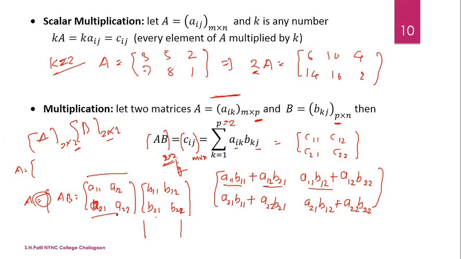Now second row is multiplied to the first column, that is A2 1 into B1 1 plus A2 2 into B2 1. That is the second row multiplied to the first column. Now second row multiplied to the second column. See here, that is A2 1 into B1 2, now A2 2 into B2 2. So this is the matrix multiplication.